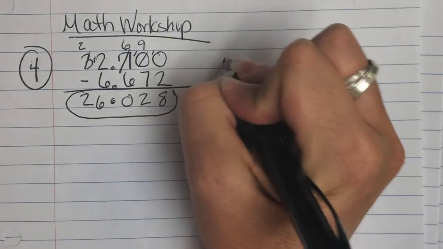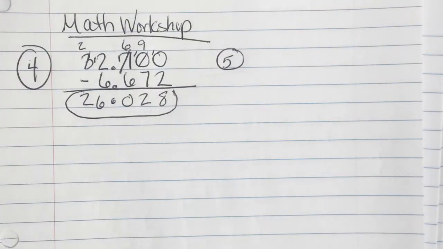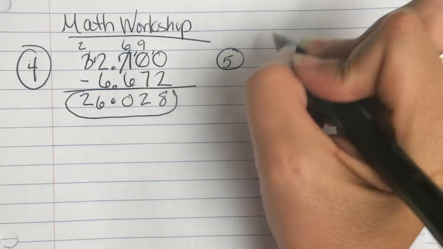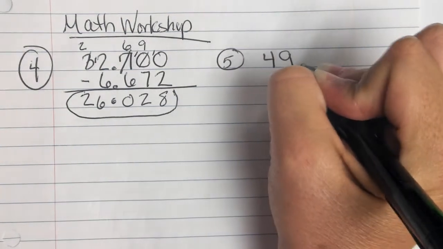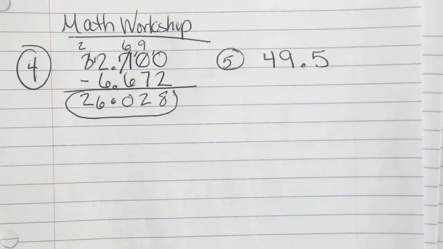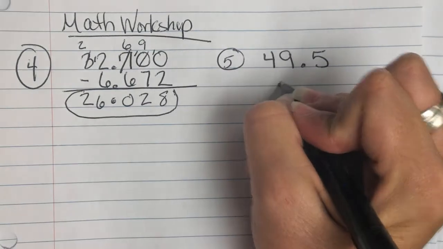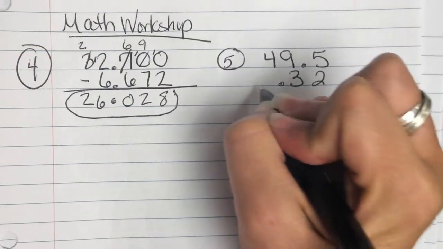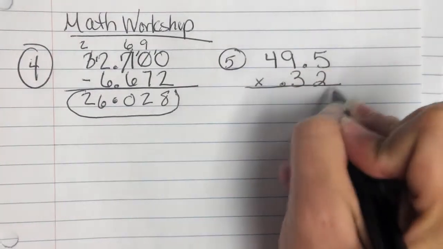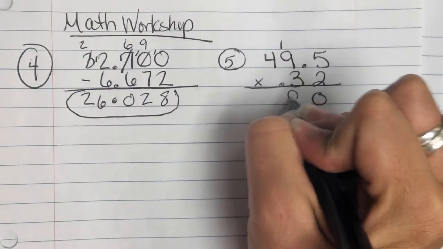Okay, number 5. Now, on this one, I lined them up. I did 49.5, meaning I lined up the digits. I'm sorry, the numbers. And 0.32. Now, if you added a 0, it is fine. You're just going to have an extra 0 on the end. So my math would look like this.